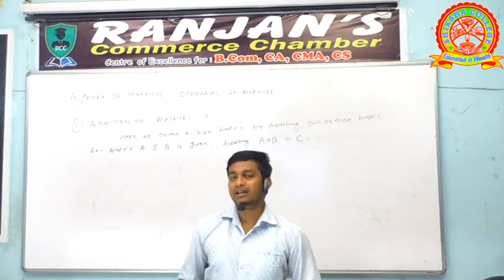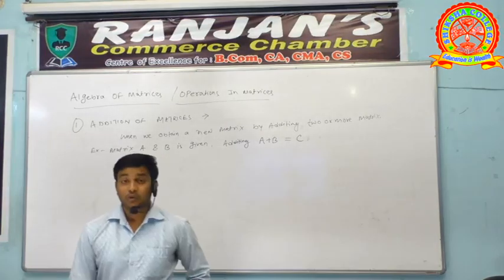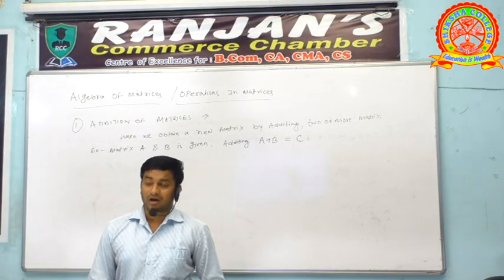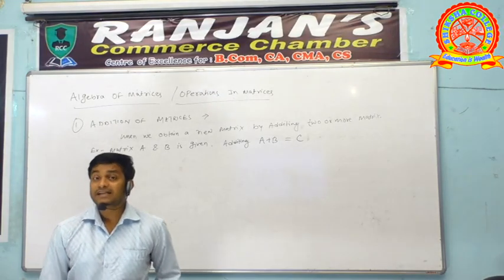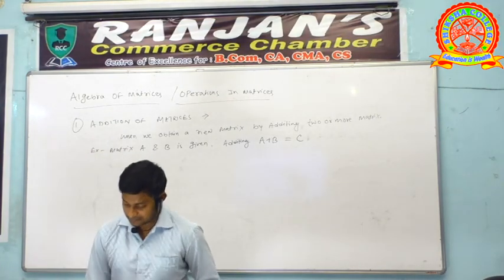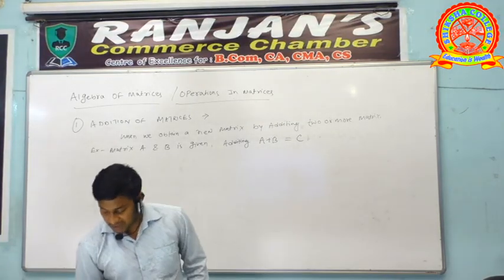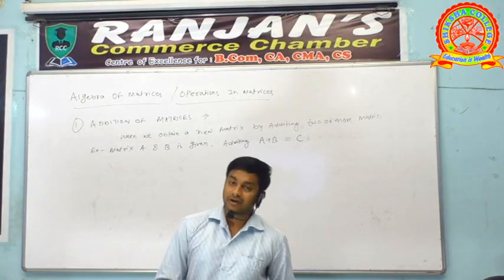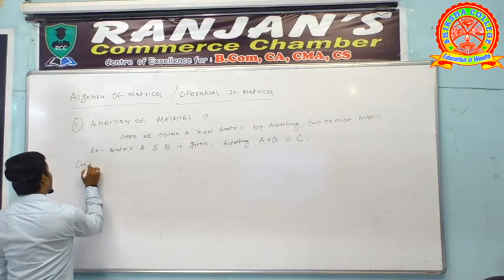See, it's very simple. The condition is 2 matrices can be added if both are of same order. Same order means both must have the same number of rows and the same number of columns. Okay, so there is a condition for addition.